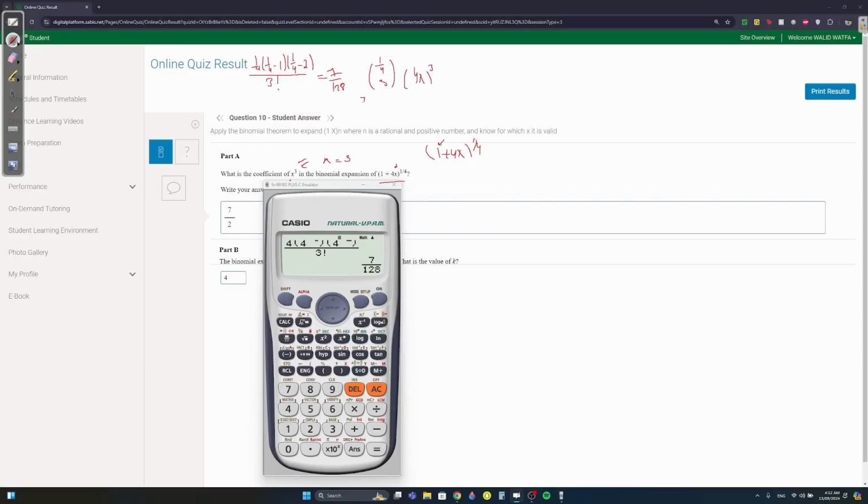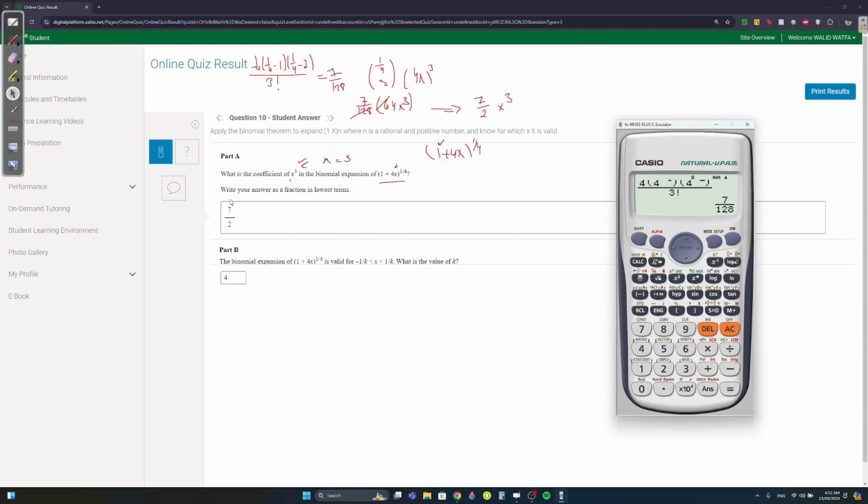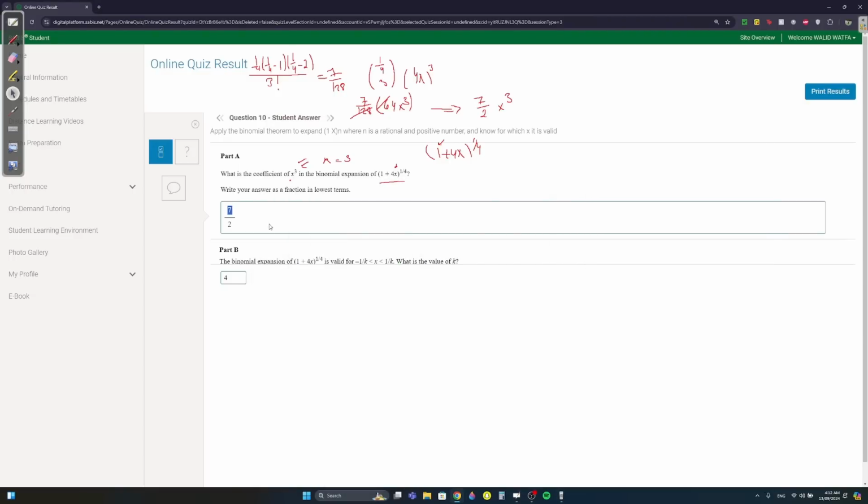So this becomes 7 over 128. 4x cubed is 64 x cubed. Cancel, cancel. You get 7 over 2 x cubed. So what is the coefficient of x cubed? 7 over 2.